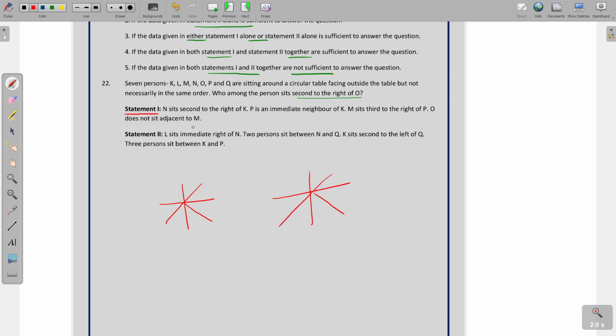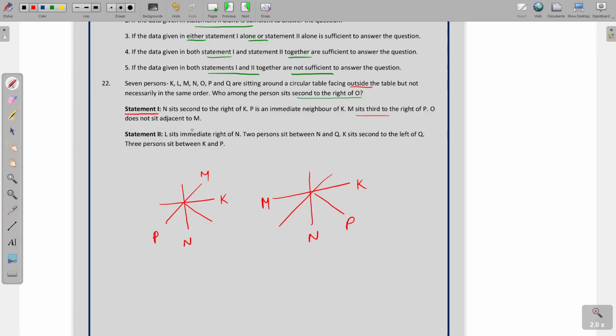So see, N sits second to the right of K. So if I place N here, all are facing outside the table, and second to the right. So N is placed here, K is placed here. So N sits second to the right of K. P is an immediate neighbor of K. M sits third to the right of P. So M is placed here, 1, 2, 3, M is placed here.